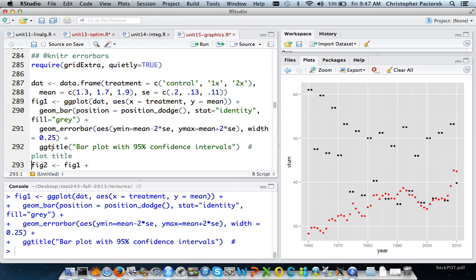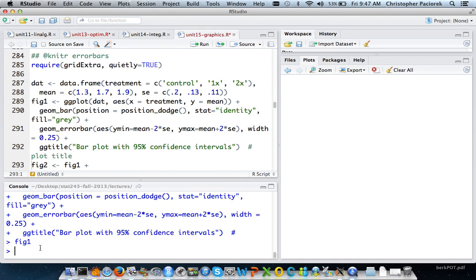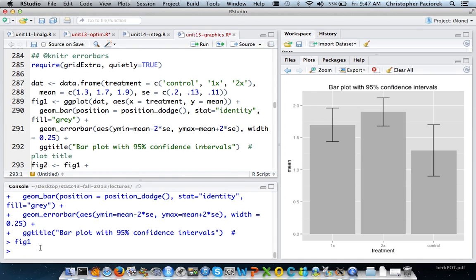So at the end of the day, after I've done that, I've created this figure 1, but I haven't actually printed or plotted it yet. If I just type figure 1, then it will actually print out the figure, and you can see that it's indeed produced the bars, the error bars, and the title, which were the different components that I added together.